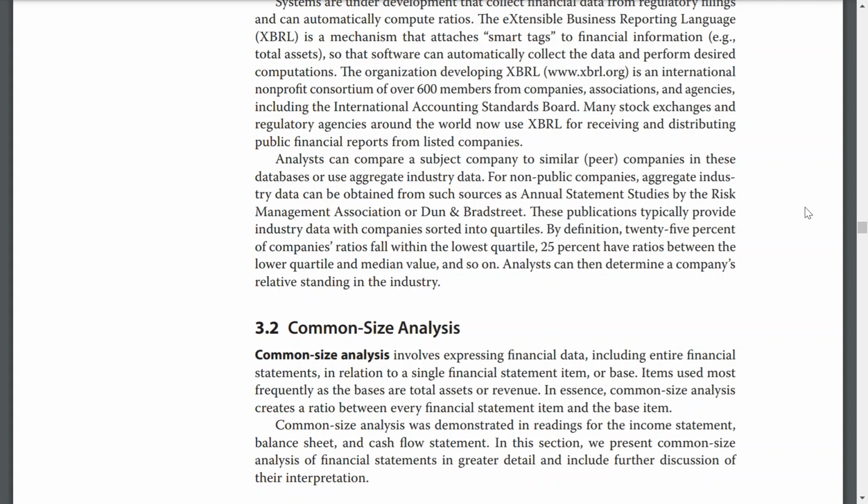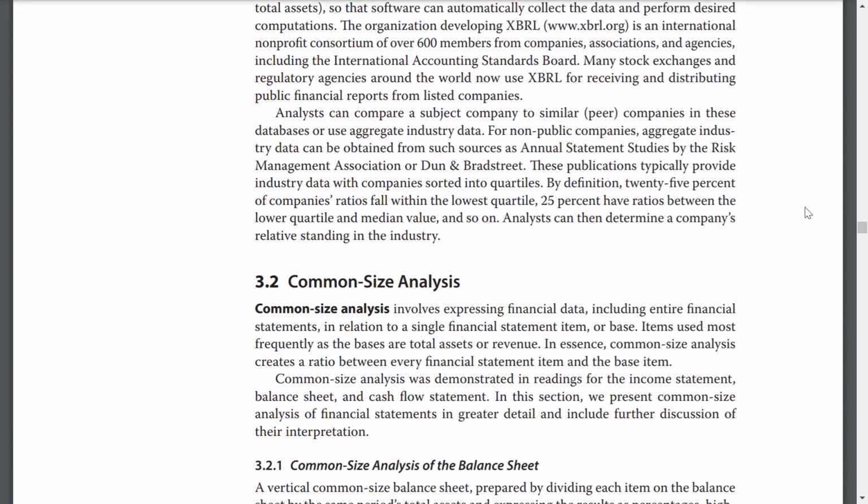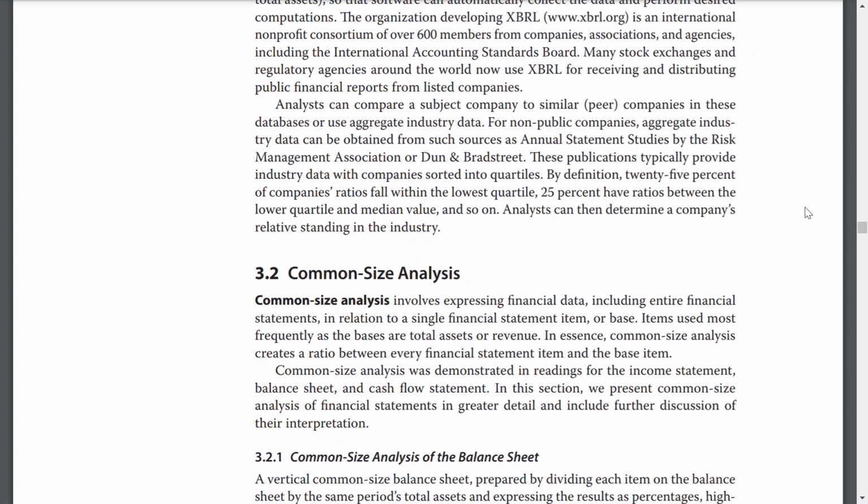Analysts can compare a subject company to similar peer companies in these databases or use aggregate industry data for nonpublic companies. Aggregate industry data can be obtained from such sources as annual statement studies by the Risk Management Association or Dun & Bradstreet. These publications typically provide industry data with companies sorted into quartiles. By definition, 25% of company ratios fall within the lowest quartile, 25% of ratios between the lower quartile and the median value, and so on. Analysts can then determine a company's relative standing in the industry.